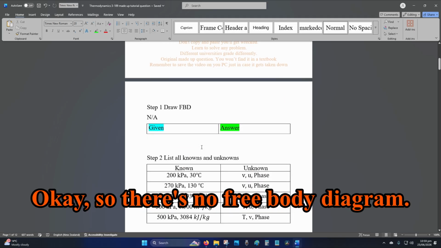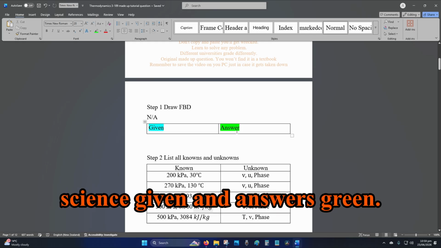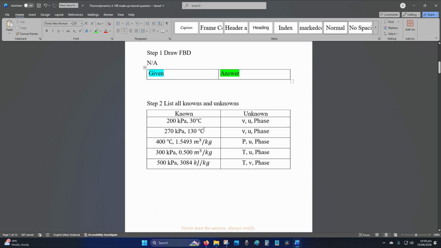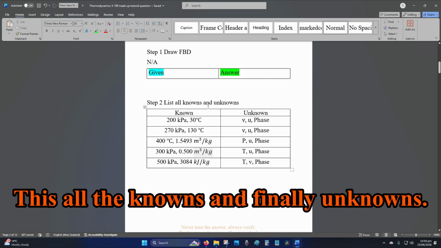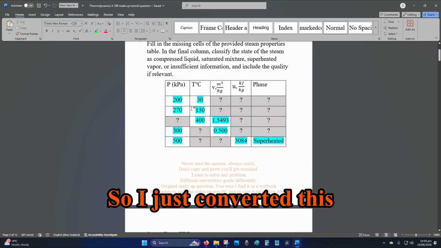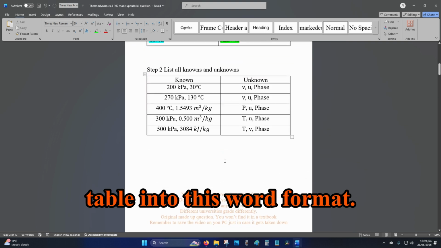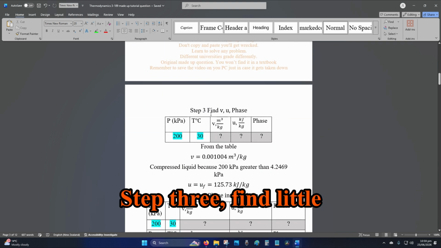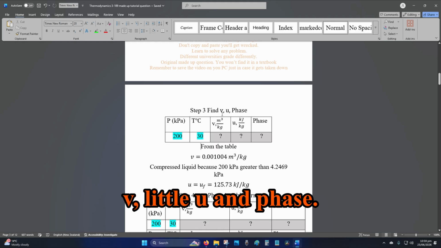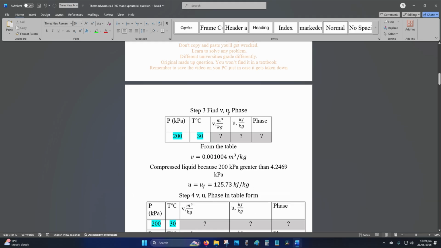Okay, so there's no free body diagram. However, there is a key: cyan is given and answer is green. List all the knowns and find the unknowns. So I just converted this table into this Word format. Step 3, find little v, little u, and phase. So specific volume and specific internal energy.